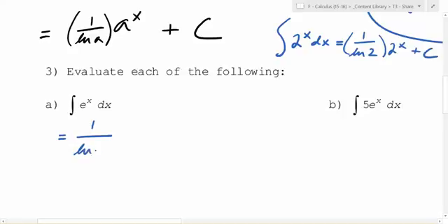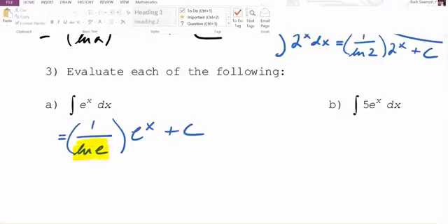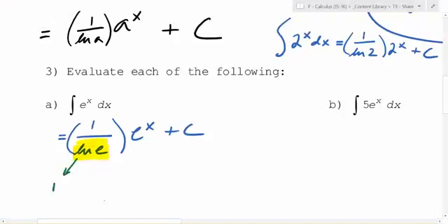ln of e, right? Times what? Plus c. Can anybody tell me what ln e is? Do you remember what ln e is? Ln of e is just 1. Is just 1, right? So what does this whole thing equal? E to the x plus what? Done. This tells you that the integral of e to the x is what?